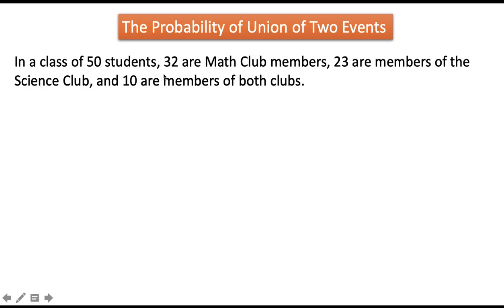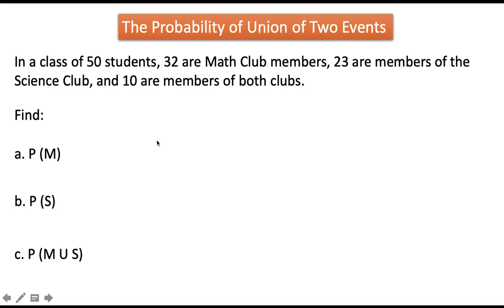In a class of 50 students, 32 are math club members, 23 are members of the science club, and 10 are members of both clubs. Find the probability of M. This M here represents the math club members. Then the probability of S, or the science club members, and the probability of M union S.